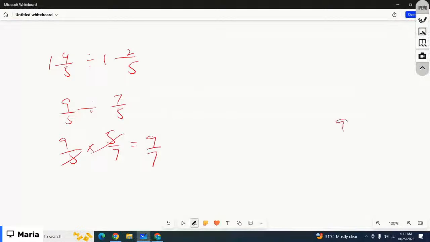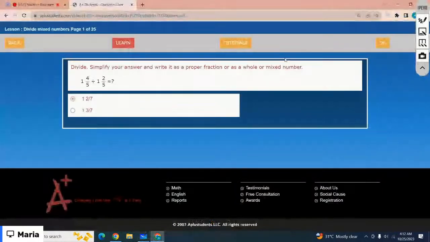Numerator is greater than denominator, just divide. 7 times 1 is 7 and here you have 2. So it will be 1 whole 2 over 7. The correct option is 1 whole 2 over 7, right? Option 1 is the correct option.